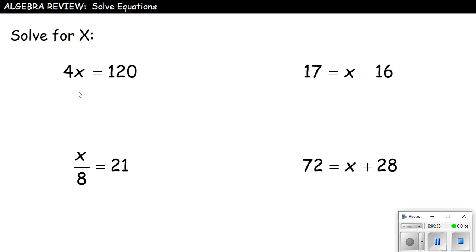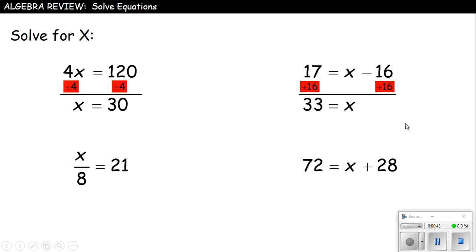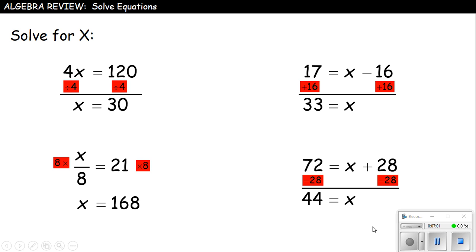Okay, in the first problem, we're going to divide both sides by 4, and we're going to get x is equal to 30. The second problem, x minus 16 is equal to 17, so we're going to add 16 to both sides, and we'll end up with x is equal to 33. The problem here on the bottom left says x divided by 8 is equal to 21, so we multiply both sides by 8, and we'll end up with x equals 168. In the last problem, x plus 28 is 72, so we will subtract 28 from both sides and end up with x is equal to 44.